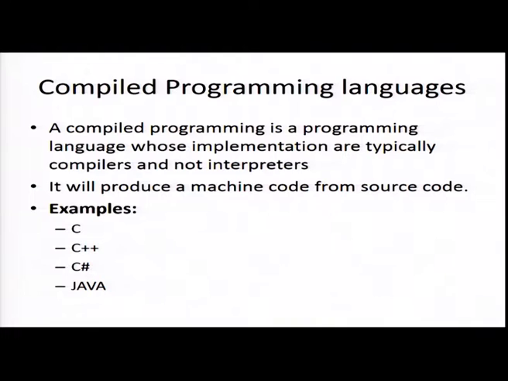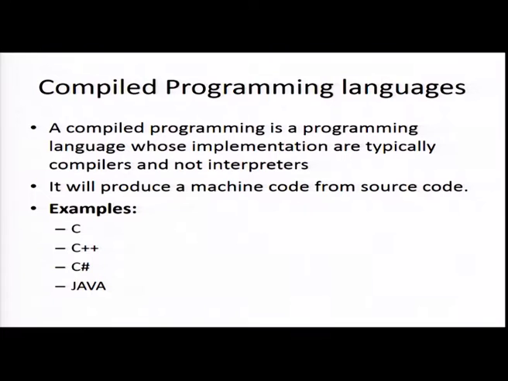The next category of high-level programming languages is the compiled programming languages. A compiled programming language is a programming language whose implementations are typically compilers and not interpreters. It will produce machine code from the source code. For example, what are the compiled languages? C is a compiled language. My dear viewers, many of you would have worked with the language called C. So C is a compiled programming language.